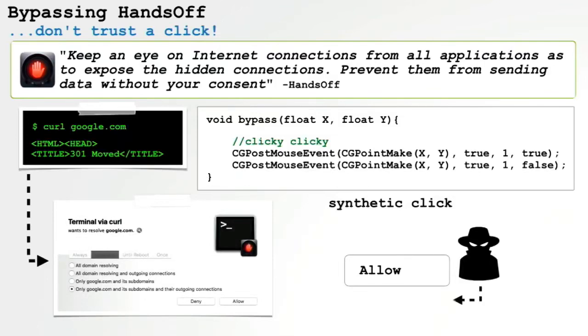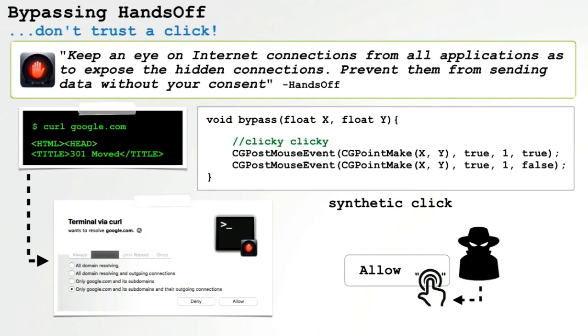Another popular Mac firewall product is called Hands Off. And it turns out we can fairly easily bypass it via synthetic or programmatically generated clicks. So say, for example, we want to execute curl. Curl is used a lot by malware to download other components, maybe a second stage implant, et cetera. So if we execute this, the firewall will detect that curl is generating an outgoing connection, which is good.